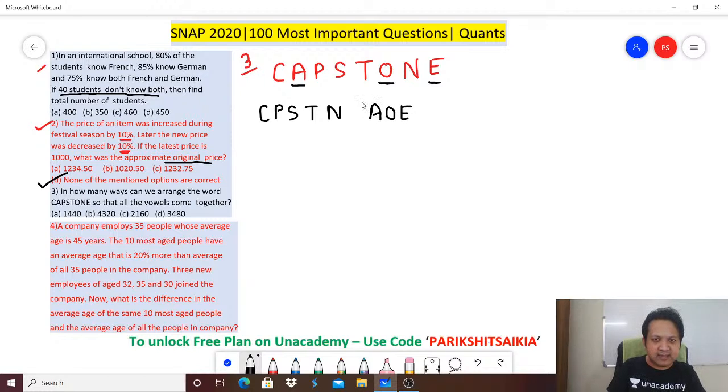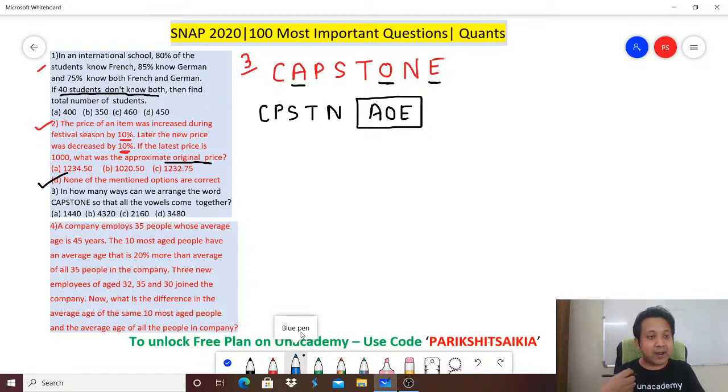So they are saying the vowels should be together. So what do you do? You assume that you have tied them together. You put all the vowels in a box. You visualize that you have put all the vowels in a box. Now why do I visualize? So that whenever I move the box, the vowels will move together.